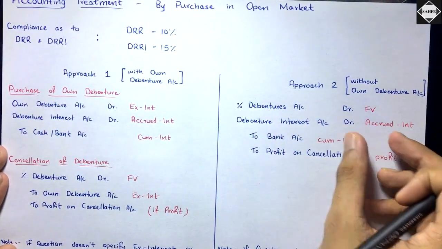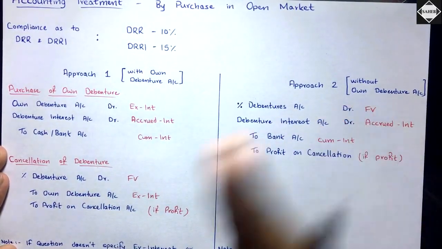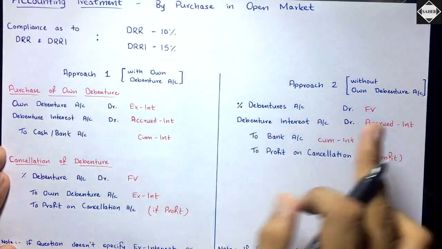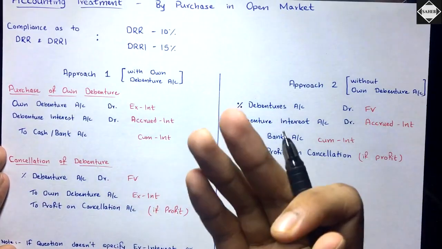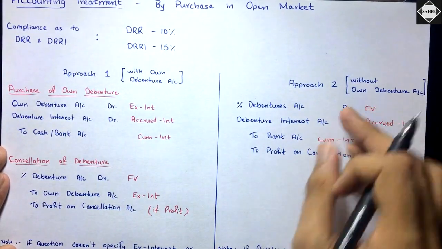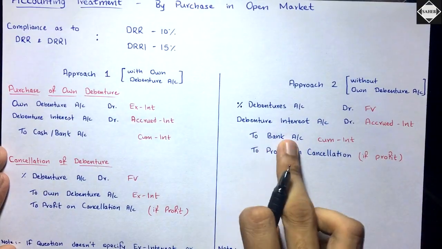debenture interest account debit, accrued interest from the last due date till the date of transaction. You will calculate that on the face value, not on the market value. Interest is always calculated on the face value. Okay, you have to calculate this on the face value, right? And then you will pay that whole amount to bank account, cum interest.